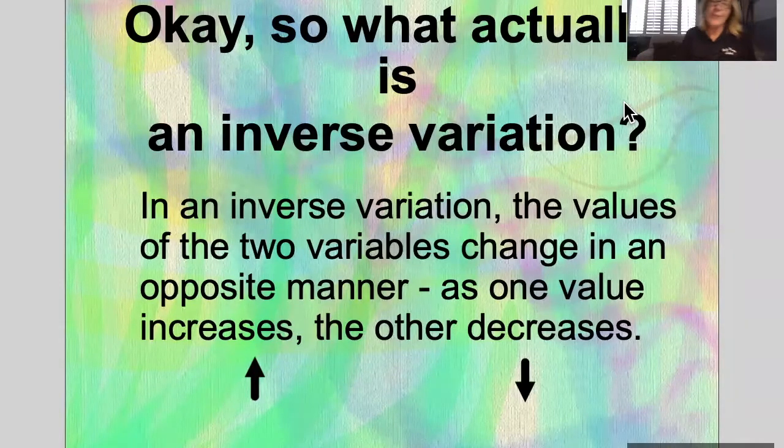All right then, so what really is an inverse variation? Well, in an inverse variation, the values of the two variables change in opposite ways. As one increases, the other is going to decrease. And that'll make more sense as we go forward.